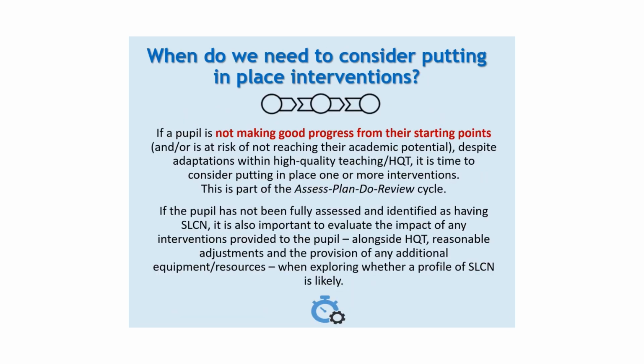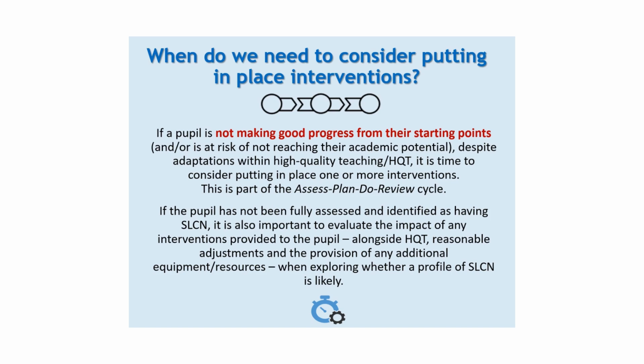When do we need to consider putting in place interventions? If a pupil is not making good progress from their starting points and/or is at risk of not reaching their academic potential, despite adaptations within high-quality teaching, it is time to consider putting in place one or more interventions. This is part of the assess, plan, do, review cycle.